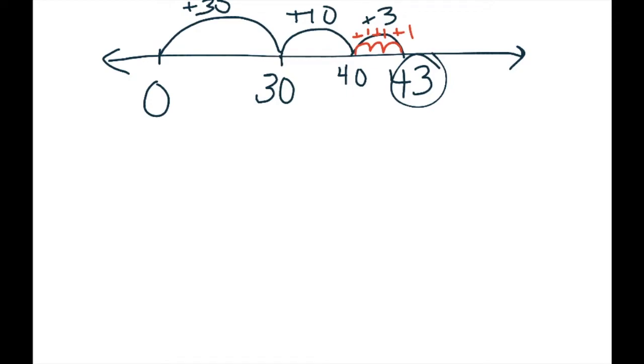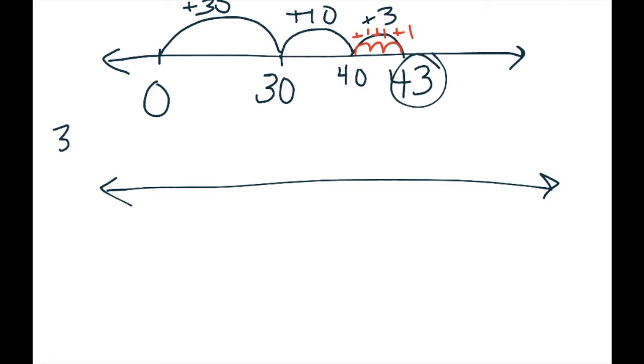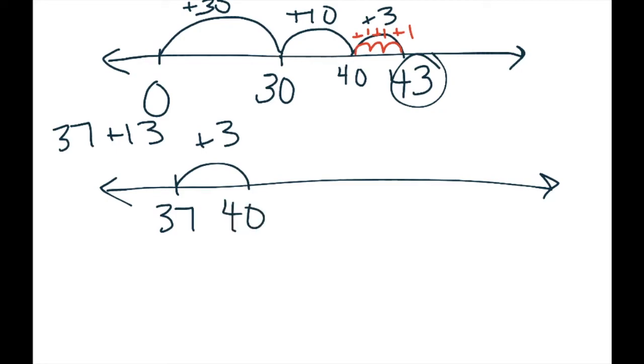We don't always have to start at 0 though. We could just start recording at 30. So sometimes in addition problems, like if it was 37 plus 13, we wouldn't have to start at 0. We could start just at 37. That's why we have an open number line, because we're giving students the flexibility to start wherever they want. And then maybe some students would see, hey, I'm only 3 away from 40. So they would add their 3 to get to 40, and then they would recognize that it's just 10 more than that. So add our 10, and we're at 50.